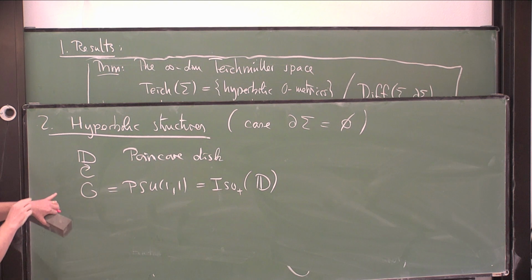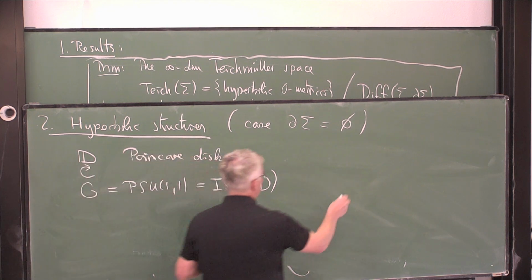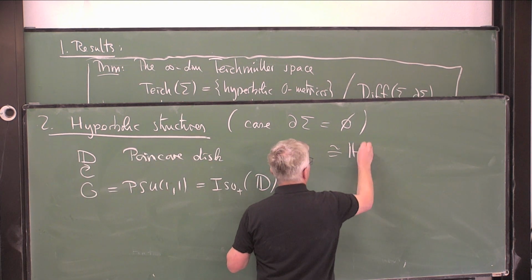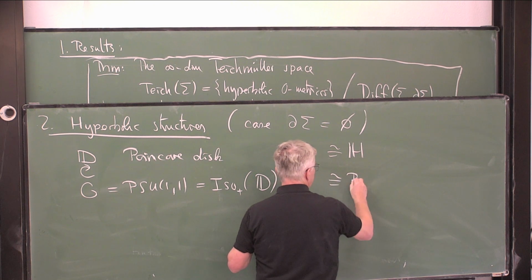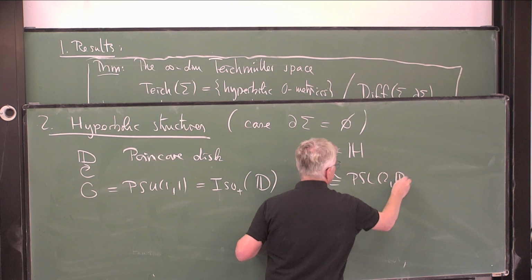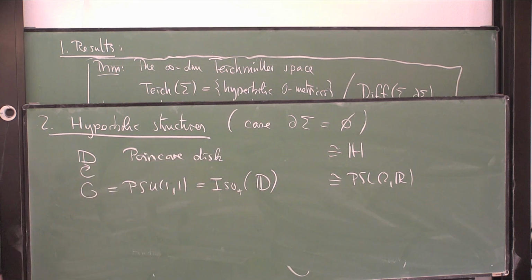If I identify the Poincare disk with the upper half plane, then this group is identified with PSL(2,R). That's the group we're dealing with. So from now on, G is always going to be the group PSL(2,R) or PSU(1,1) if you want.